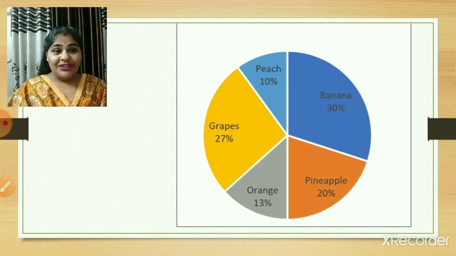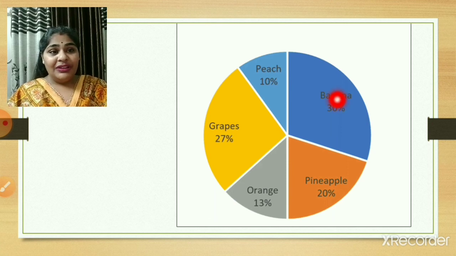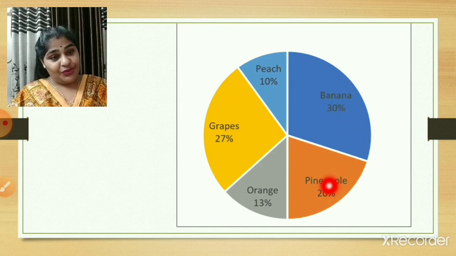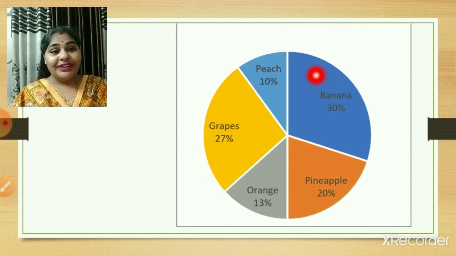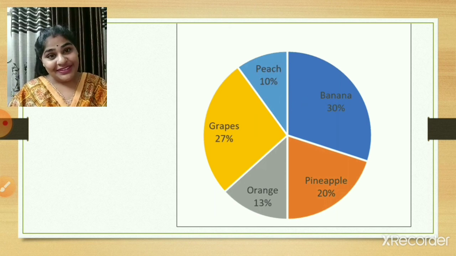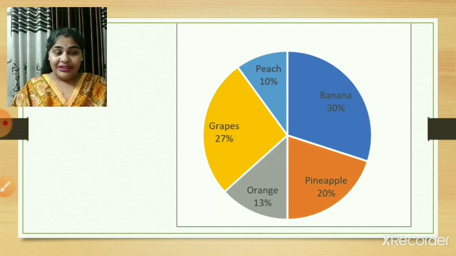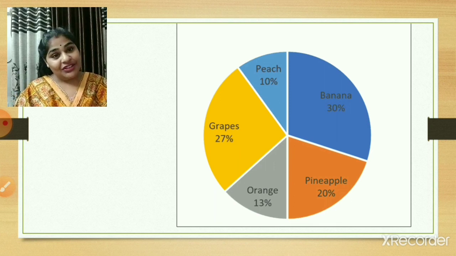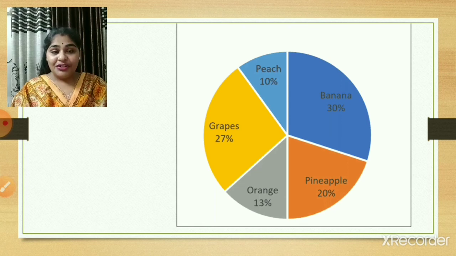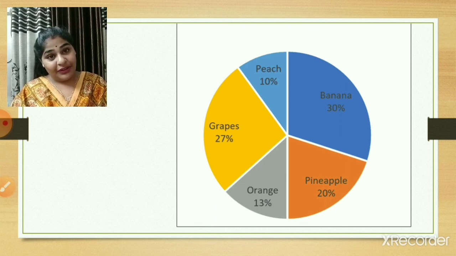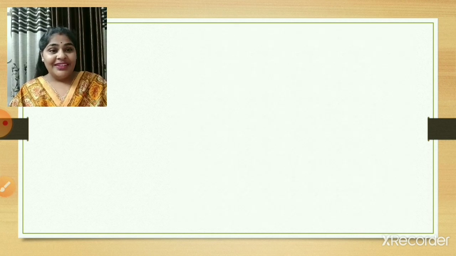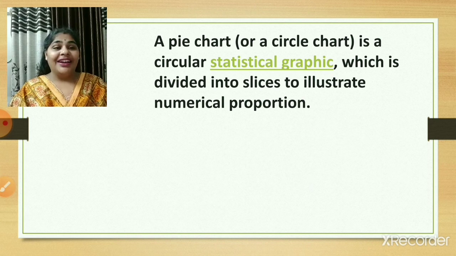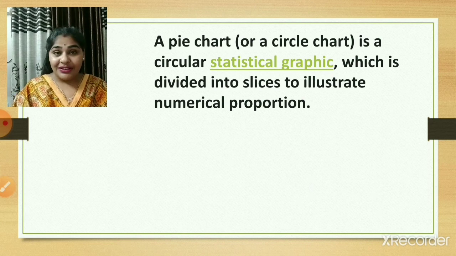Now if you see here, if I add all this, that is 30% plus 20% plus 13% plus 27% plus 10%, I should get 100%. These are the parts of the 100%. You can check this in every pie chart wherever the percentage is given. If you do the sum of all the data given to you, it will come to 100%.